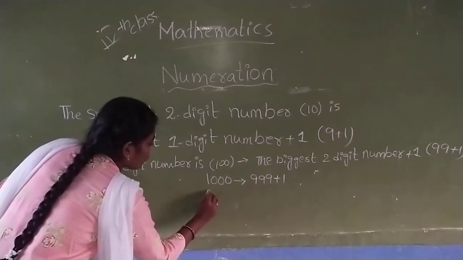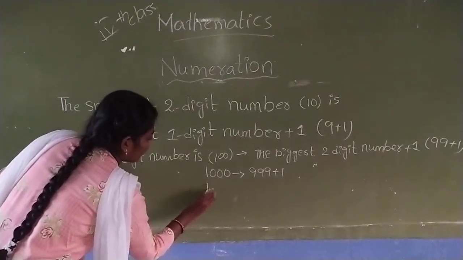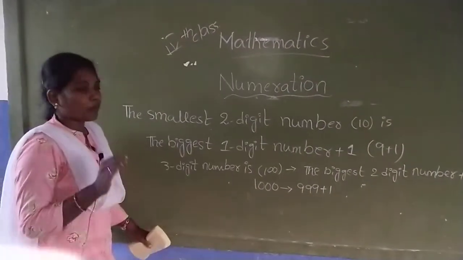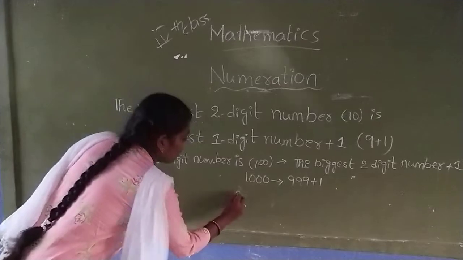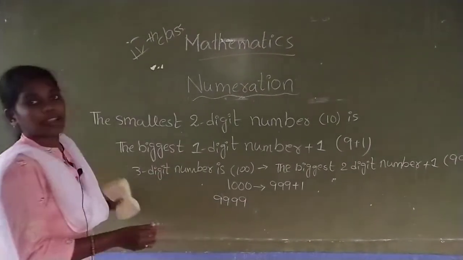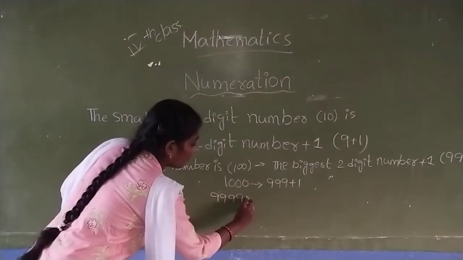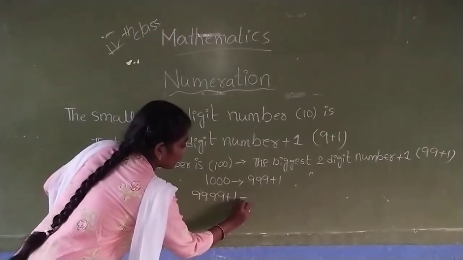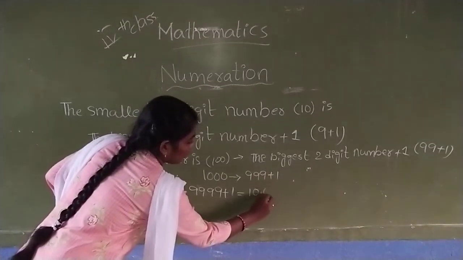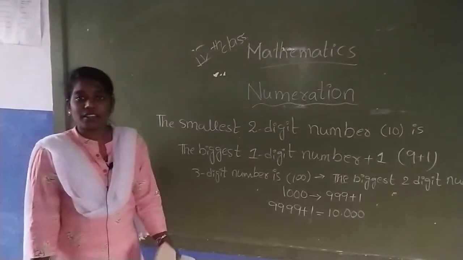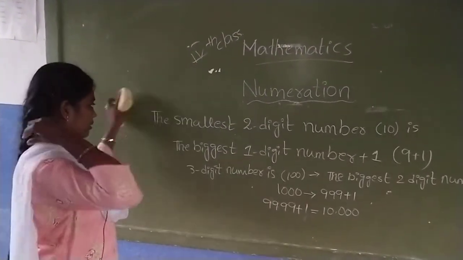In the same way, the smallest 5 digit number is the biggest 4 digit number plus 1. The biggest 4 digit number is 9999 plus 1. Then we will get the smallest 5 digit number, that is 10,000. The smallest 5 digit number is 10,000.